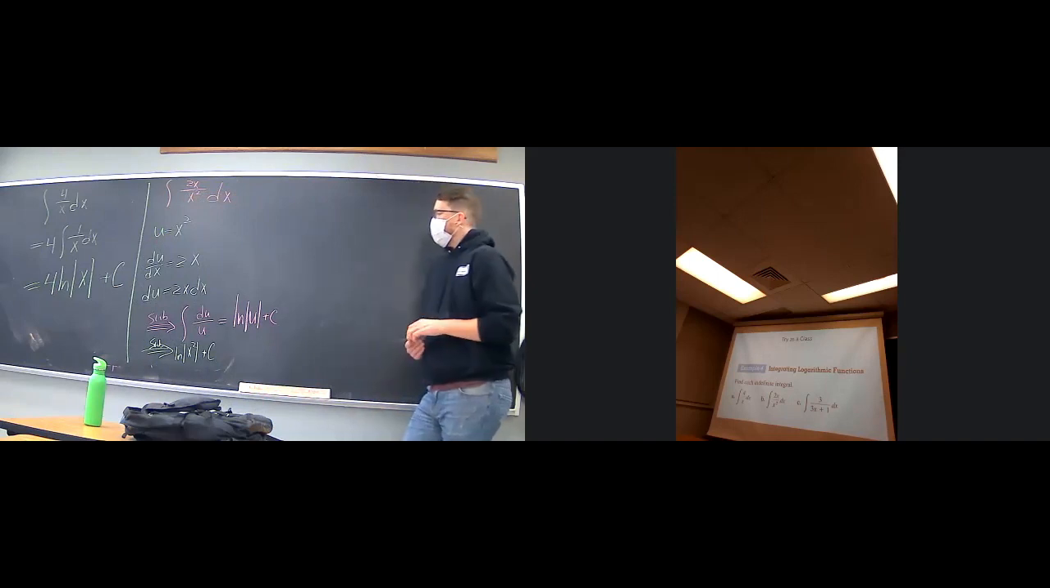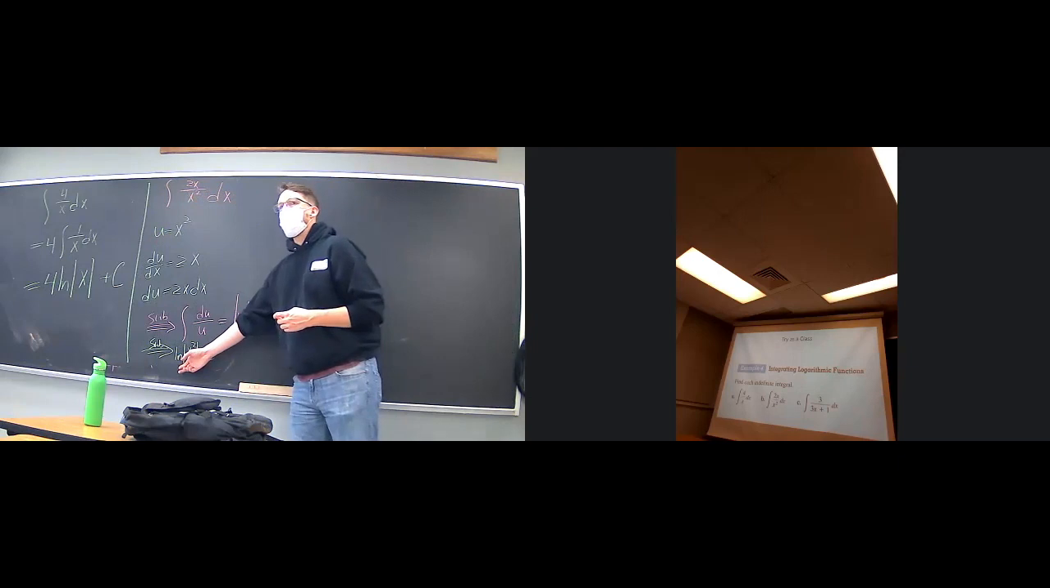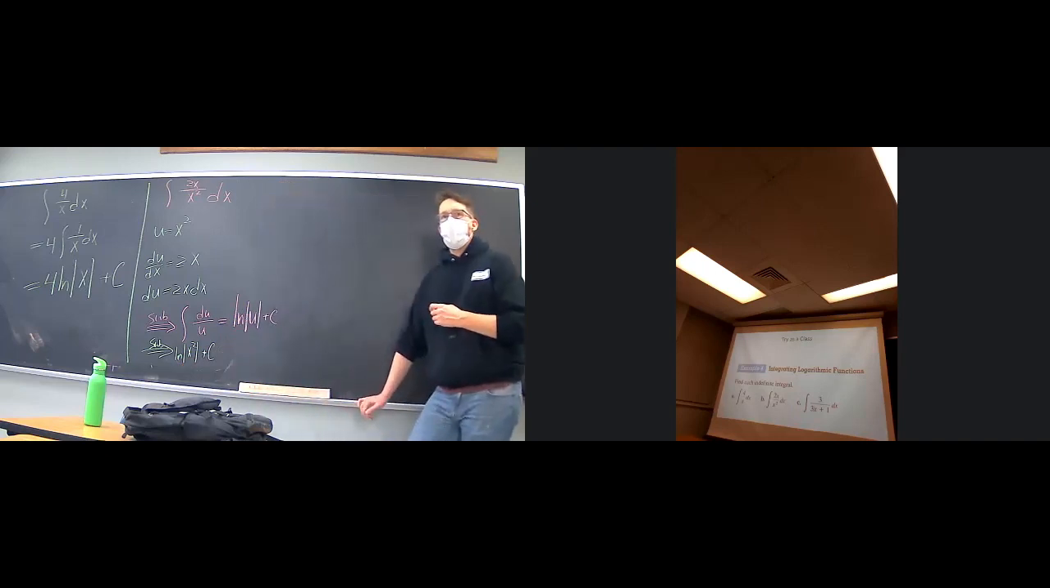Now, a point on this. When we flip to the next slide, the book's not going to use the absolute value sign here. Why not? It's because x squared is always positive. And anytime you have something that's always positive going through that ln after you integrate, that's when you can drop the absolute value signs. Otherwise, you have to have it. Make sense?